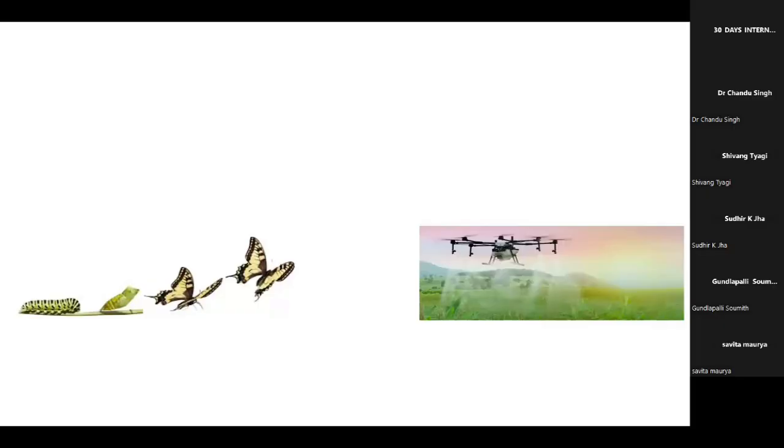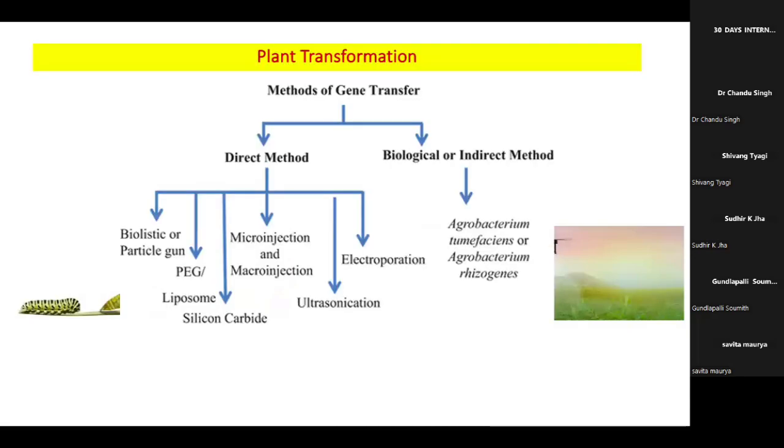And when we talk about genetic transformation, there are certain methods, and we broadly categorize those methods in two parts. The first is the direct method, and the second is the indirect or biological method. In the first, the direct method, we directly insert the DNA, or you can say the gene, into the plant without using any intermediary.